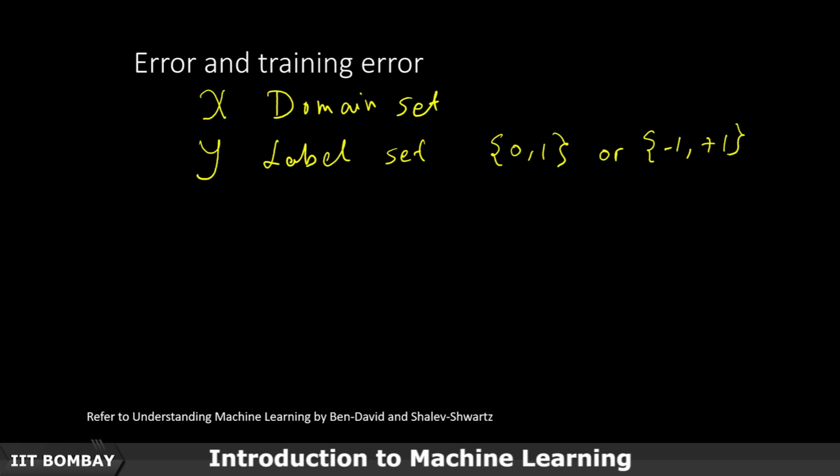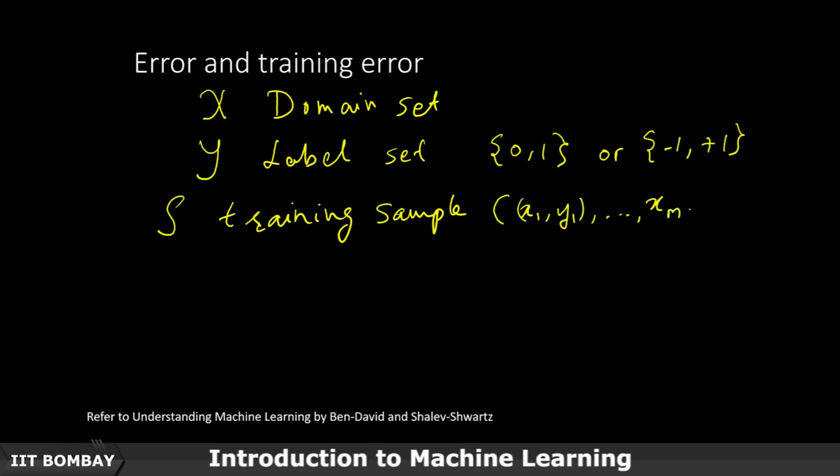Out of these domain sets, not everything is given to us. What is given to us is a training sample S. Basically these are paired samples drawn from X and Y. So we will have (x1, y1) as a tuple, (x2, y2) as a tuple, and let's say (xm, ym) as a tuple. This is our training set.